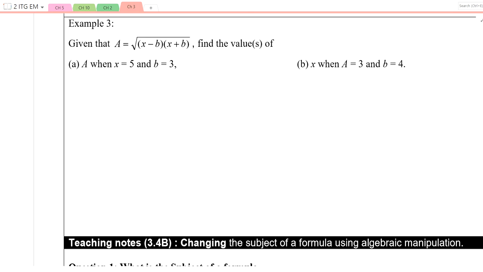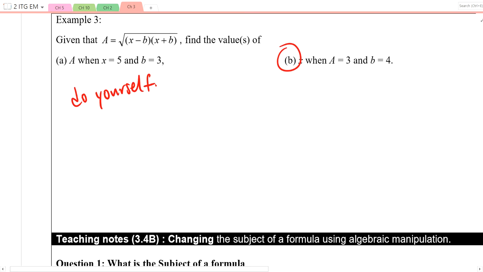Now I'll go through example 3b. I want you to do A by yourself. Okay, so for 3b, find the value of x when a is 3 and b is 4. So substitution again. 3 equals square root. Copy everything you see. (x minus 4)(x plus 4).